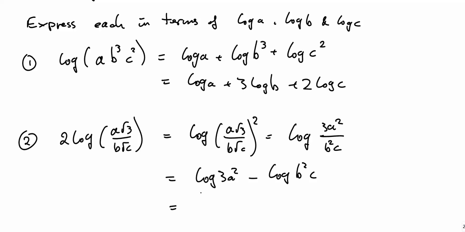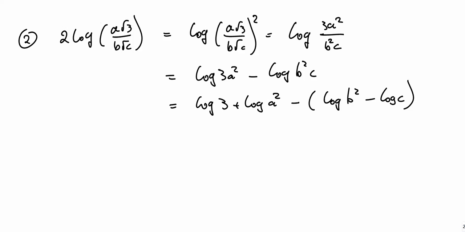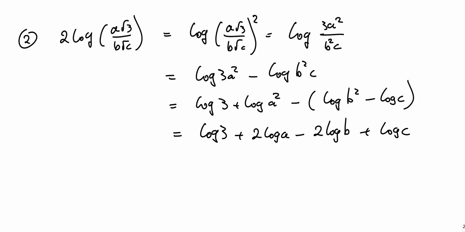By the addition rule, log 3a squared would be log 3 plus log a squared, and by the addition rule there we have minus log b squared minus log c. And then by the power rule again, we've got log 3 plus, and log a squared is 2 log a, minus log b squared, which is 2 log b, and minus minus, so plus log c, like that. Note that I didn't put a base in any of these. If we don't put a base, then it's true for any base, so it just means any base.